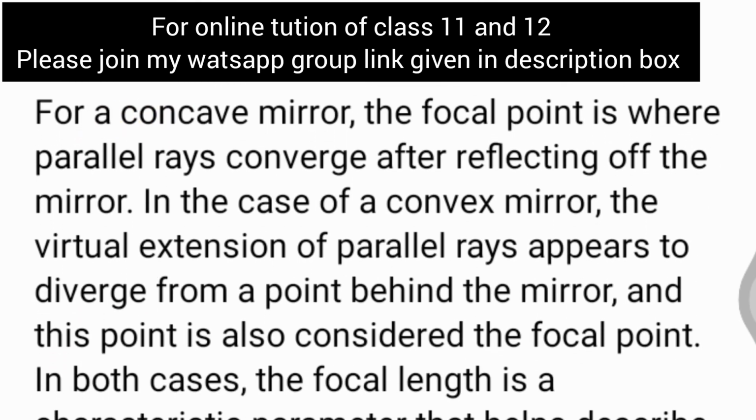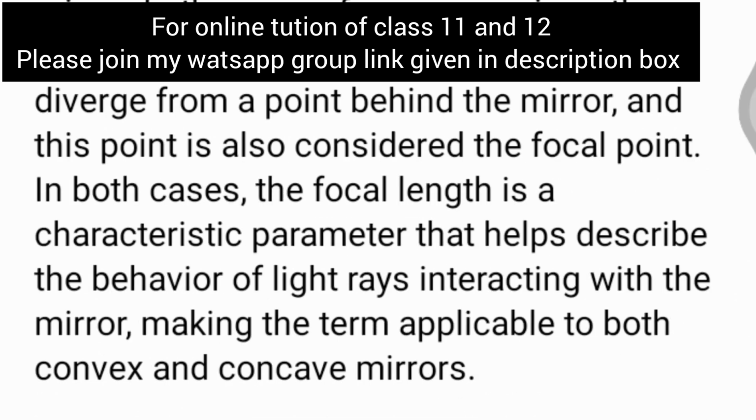For a concave mirror, the focal point is where parallel rays converge after reflecting off the mirror. In the case of a convex mirror, the virtual extension of parallel rays appears to diverge from a point behind the mirror, and this point is also considered the focal point. In both cases, the focal length is a characteristic parameter that helps describe the behavior of light rays interacting with the mirror, making the term applicable to both convex and concave mirrors.